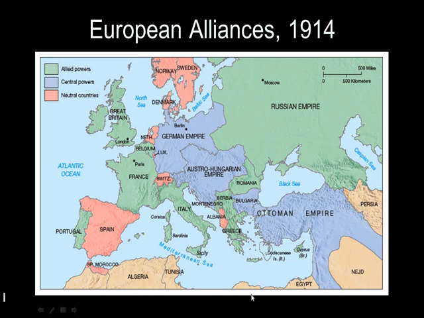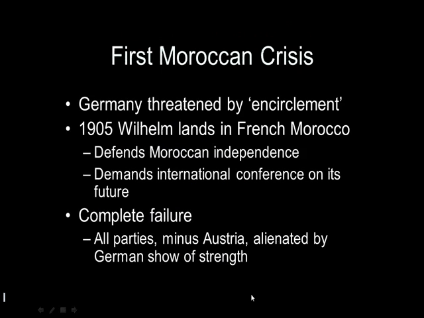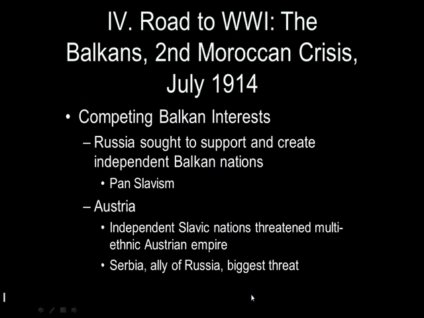Britain, France, Russia versus Germany, Austria, Italy. Triple Alliance versus Triple Entente. This is the way Europe was divided by 1907. And what happens after that is a whole series of crises which make relations between these countries, these alliances, worse and worse and worse.